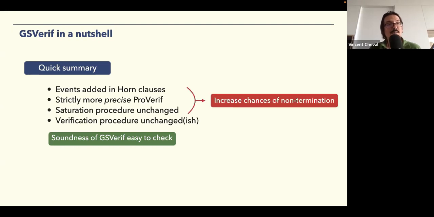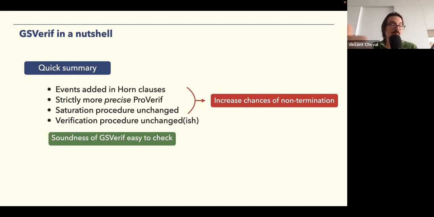The problem is that by not modifying the procedure of ProVerif, we added events into the process, which made the clauses more complex. And by making the clauses more complex, we increase the chance of the saturation not terminating. And that was a problem when we were doing our benchmark in GSVerif in 2018: in some cases, a small tweak in the events would really lead to non-termination.